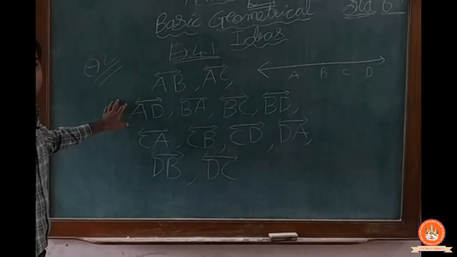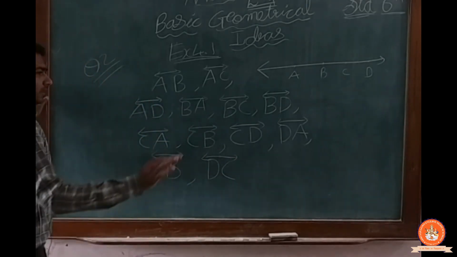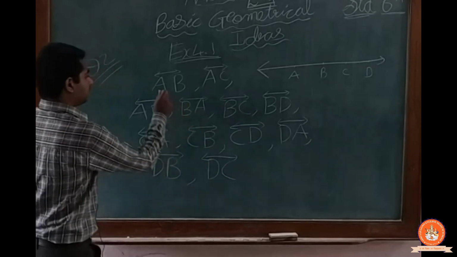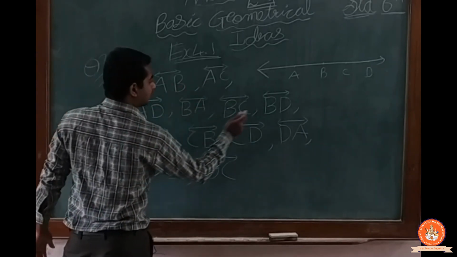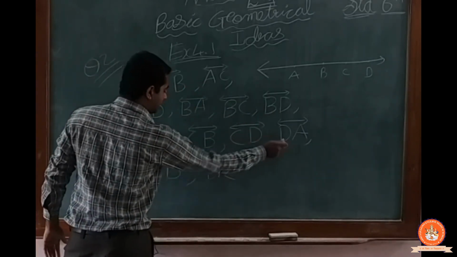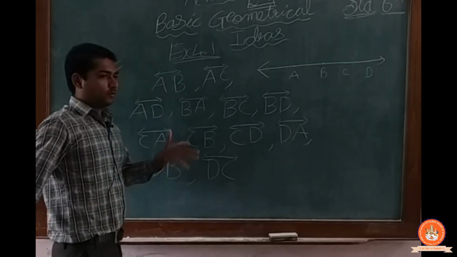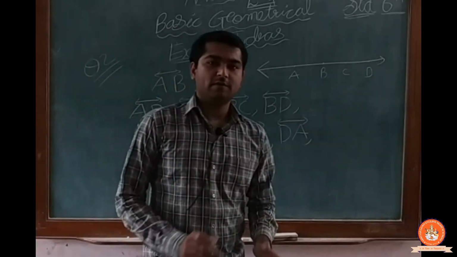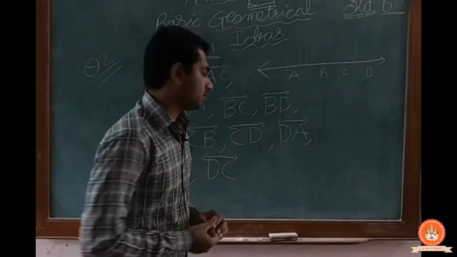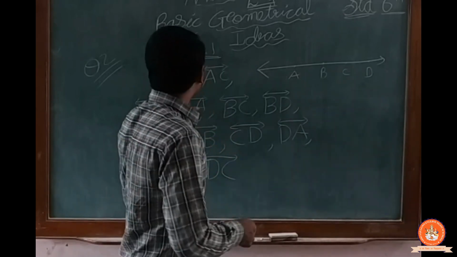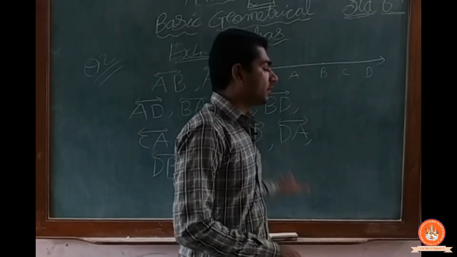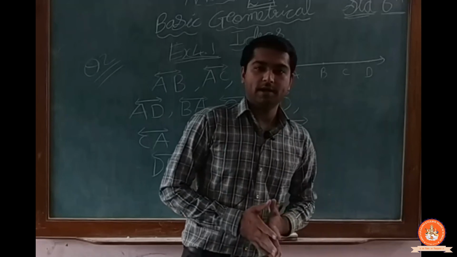So now we will count how many lines we get. They ask us 12 lines. Okay, 1 2 3 4 5 6 7 8 9 10 11 12. Okay, we had satisfied the question, we had find the 12 lines. So here the question number 2 for exercise 4.1 is ended.